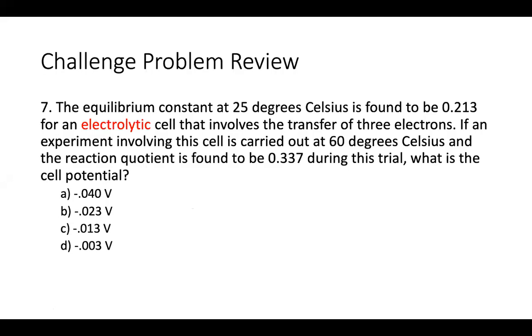But in this circumstance, this is a Nernst problem, Nernst equation. So here, the equilibrium constant at 25 degrees Celsius is 0.213, and this occurs in an electrolytic cell that transfers 3 electrons. Now this experiment is going to be carried out at 60 degrees Celsius, and the reaction quotient, or Q, is found to be 0.337. And it's asking, what is the cell potential?